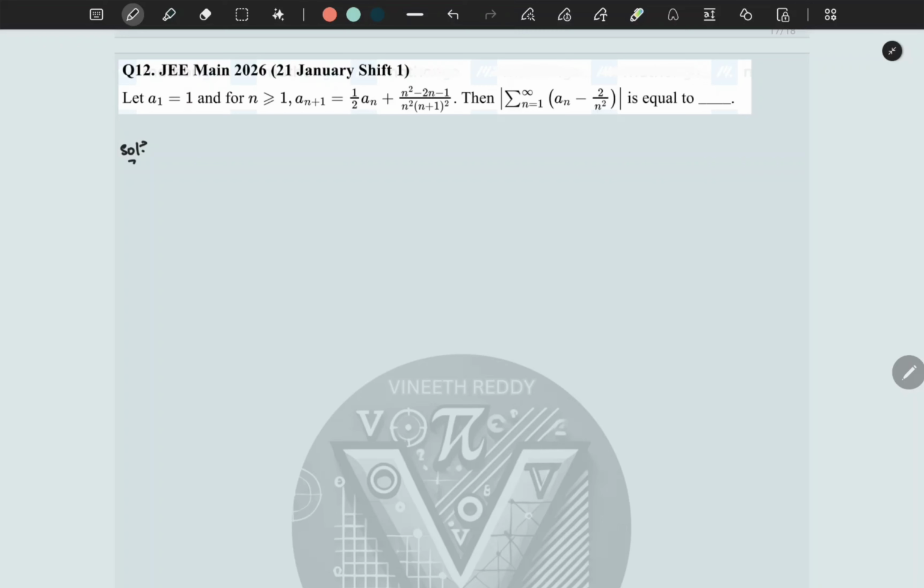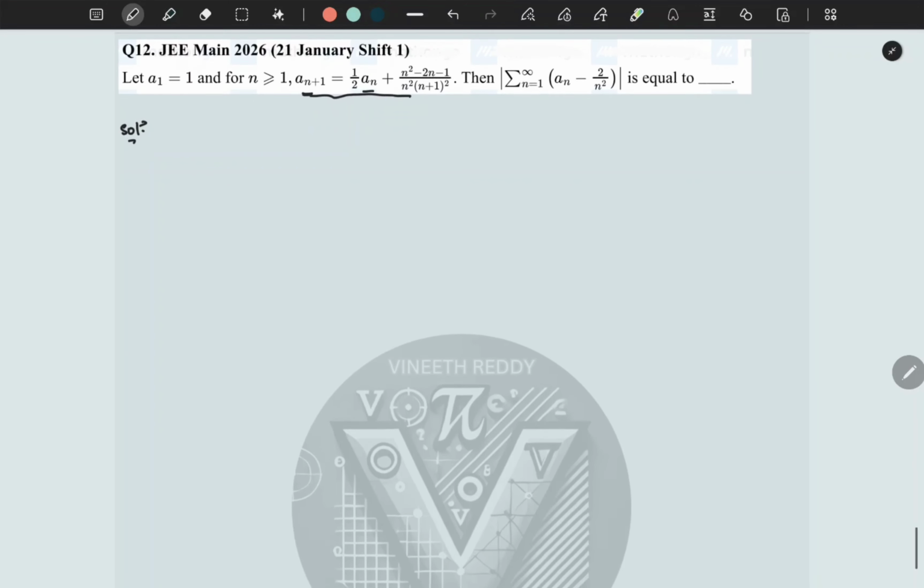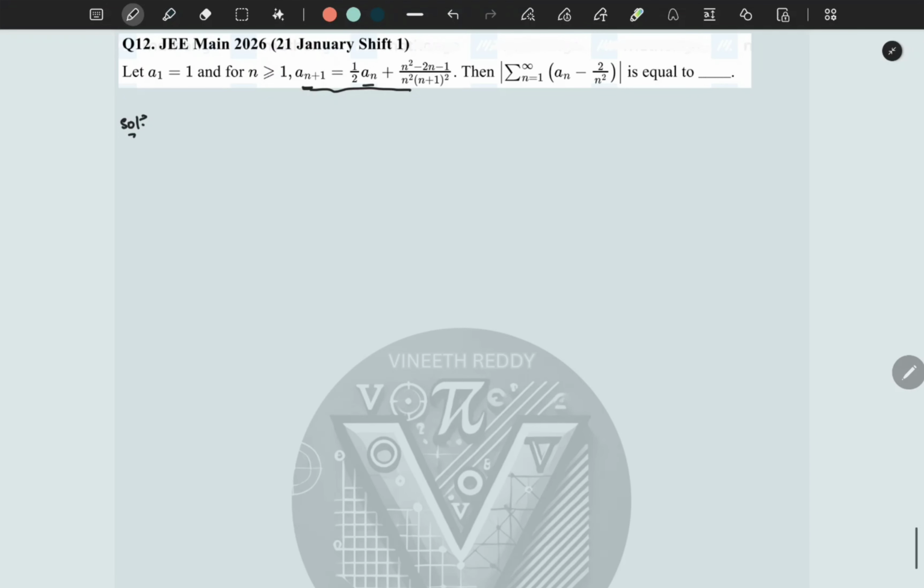Now we have a recurrence relation. Recurrence relation means a(n+1) is expressed in terms of a(n). So we'll do one thing. Ultimately, whenever we have this kind of series, we should definitely try to convert this to a telescopic series. Telescopic series means alternate positive and negative terms where the terms get cancelled. So what do we do?